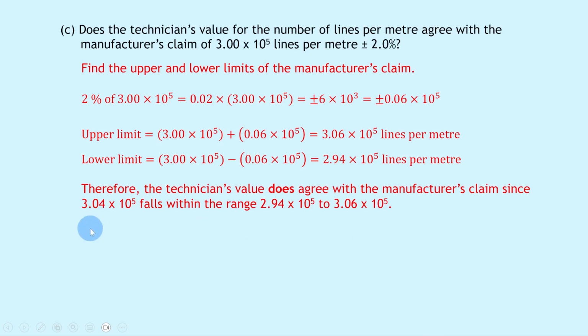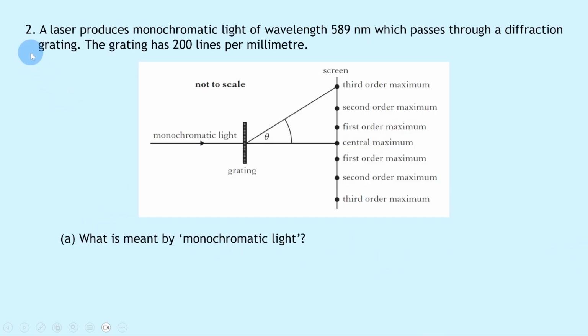And remember that 3.04 times 10 to the 5 value came from the answer to part B. Question 2 says a laser produces monochromatic light of wavelength 589 nanometers, which passes through a diffraction grating. The grating is 200 lines per millimetre. So here's our monochromatic light passing through the grating, and then we've got our angle to the maximum theta and our maxima on the screen.